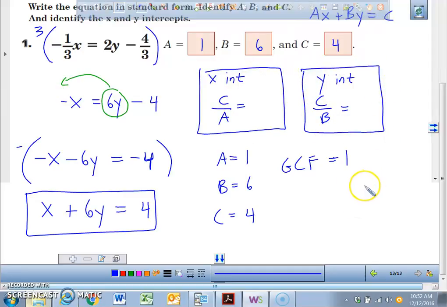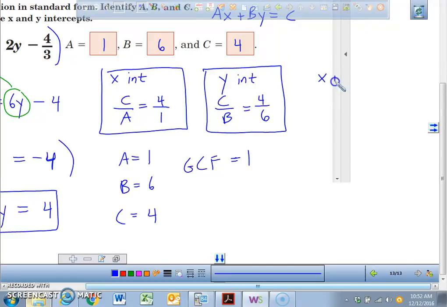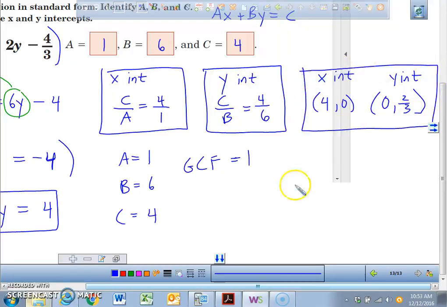What was your C value? 4. So I put 4 over A value, which is 1. Here I put what? 4 over 6. So my x-intercept, everybody, would simply be at a what? 4, 0. My y-intercept, everybody, would be at a 0, comma, 2/3, because the reduction of 4/6 is 2/3. So here's your x-intercept and your y-intercept.